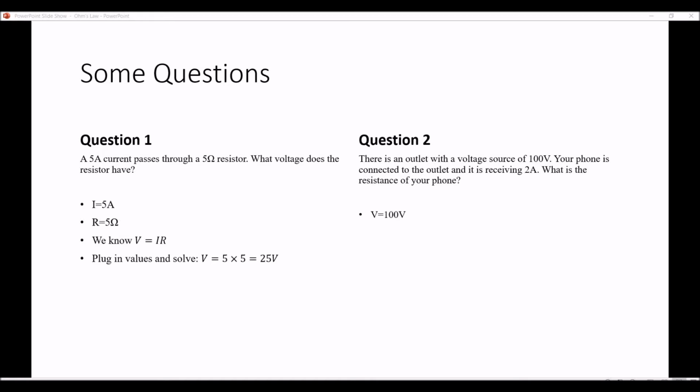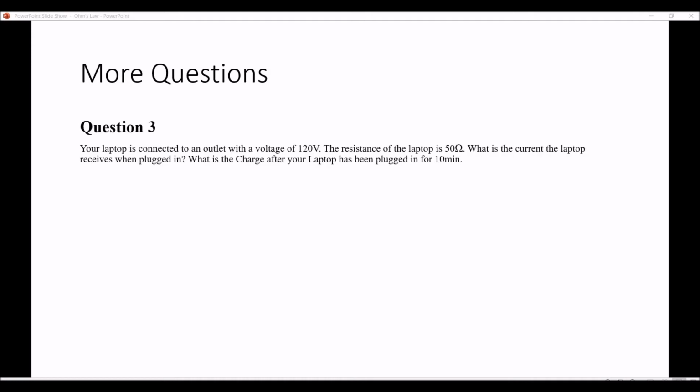Now question 2. There is an outlet with a voltage source of 100 volts. Your phone is connected to the outlet and it's receiving 2 amps. What is the resistance of your phone? Once again, we'll start off by writing what we know. We know voltage is 100 volts. We know current is 2 amps. And we know V equals IR once again. So we'll rearrange to solve for resistance, and that's V over I. And then we'll plug in the values and solve. R equals 100 over 2, which is 50 ohms.